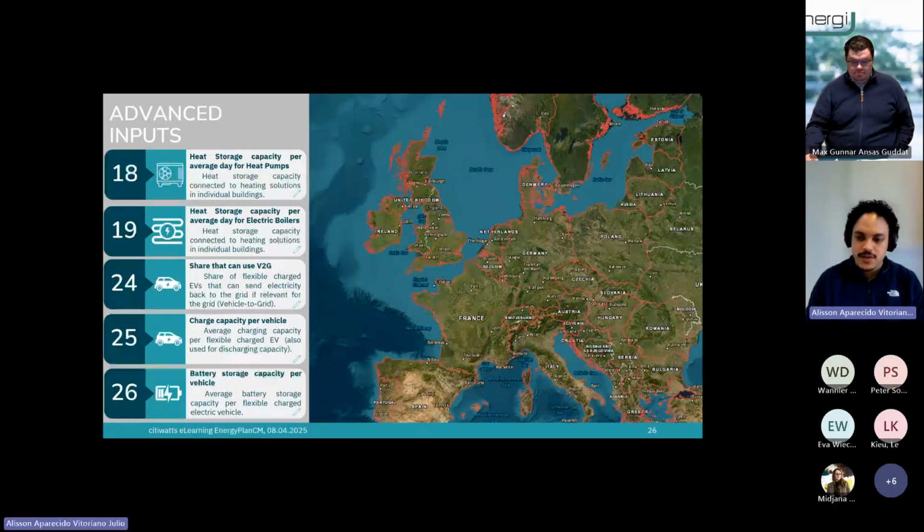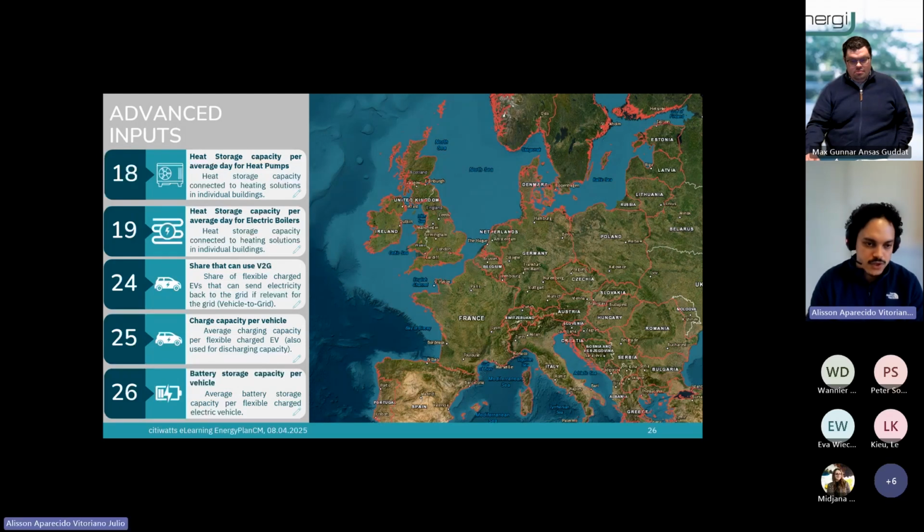So following to the advanced inputs, there are some really technical parameters here, like coefficient of performance for heat pumps, efficiencies, percentages of electric vehicles that can charge, and etc. The most important ones are the number 18, heat storage capacity per average day for heat pumps. Refers to heat pump storage capacity connected to heating in individual buildings. The heat storage capacity per average day for electric boilers. The share of flexible charge EVs that can send electricity back to the grid when relevant. It's called vehicle to grid or V2G.